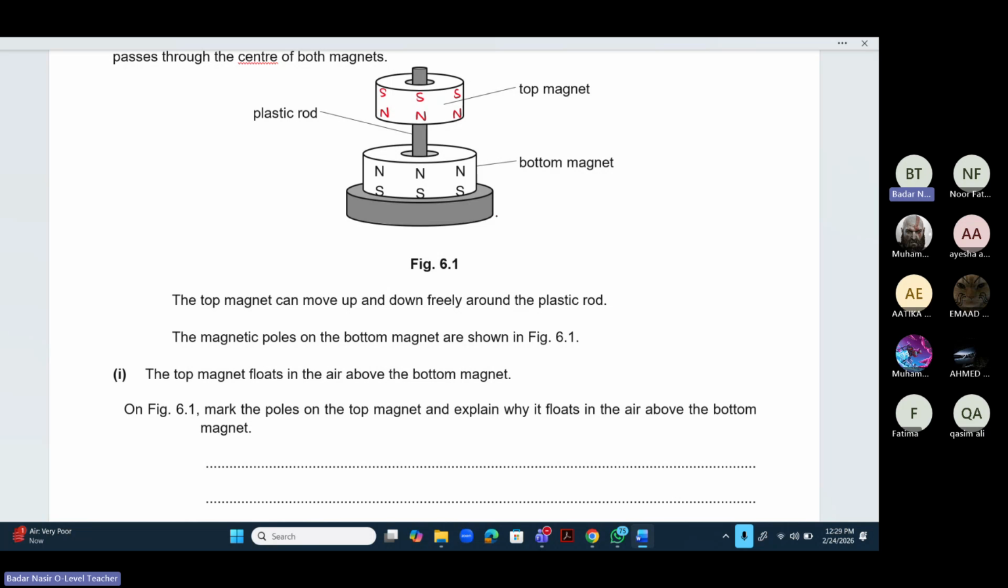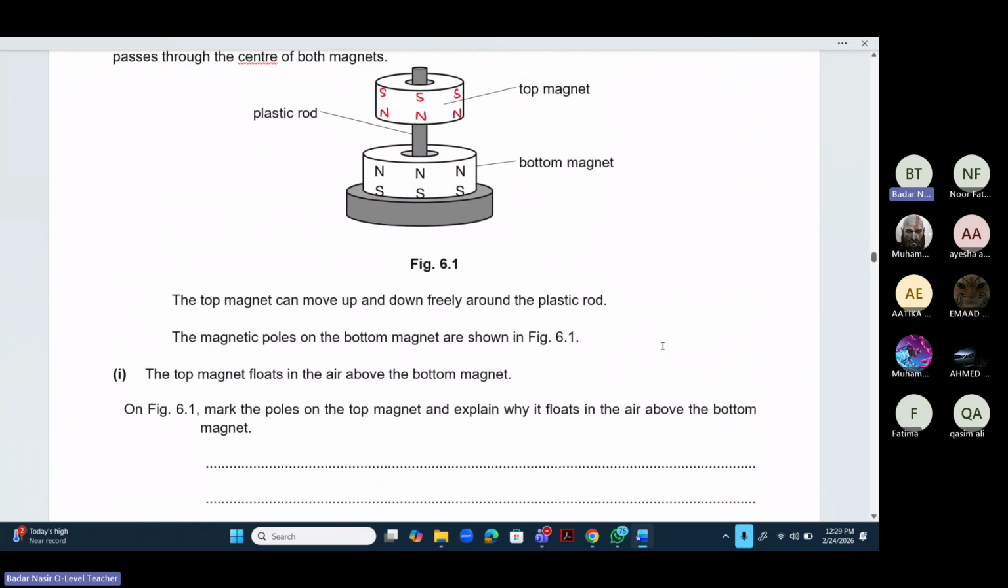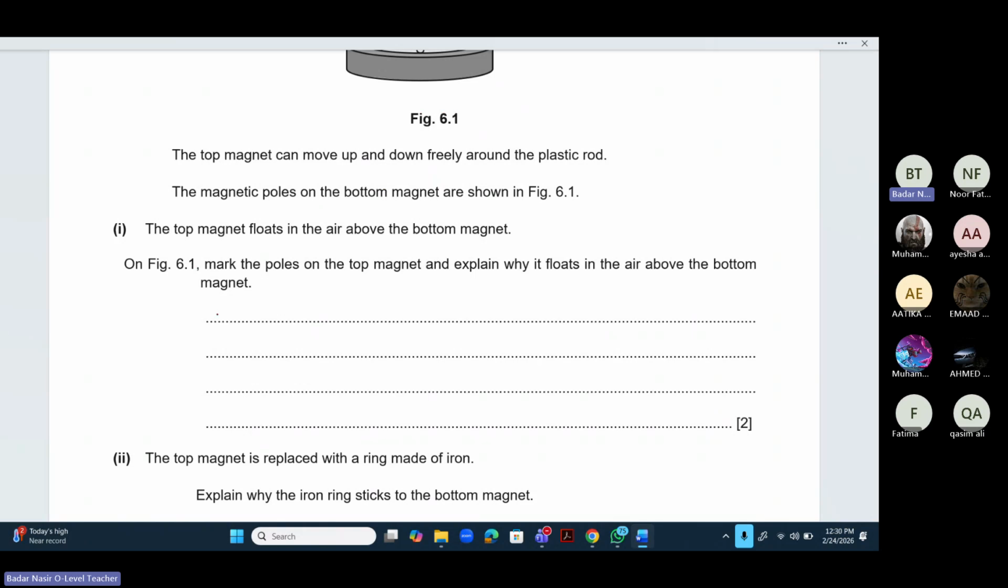Okay. So अब क्योंकि ये repel कर रहे हैं, this is the reason. So like poles repel each other. The top magnet floats in the air above the bottom magnet. On figures, mark the poles and explain why it floats in the air above the bottom. तो अब आप उसको ये बताओगे कि like poles repel each other.